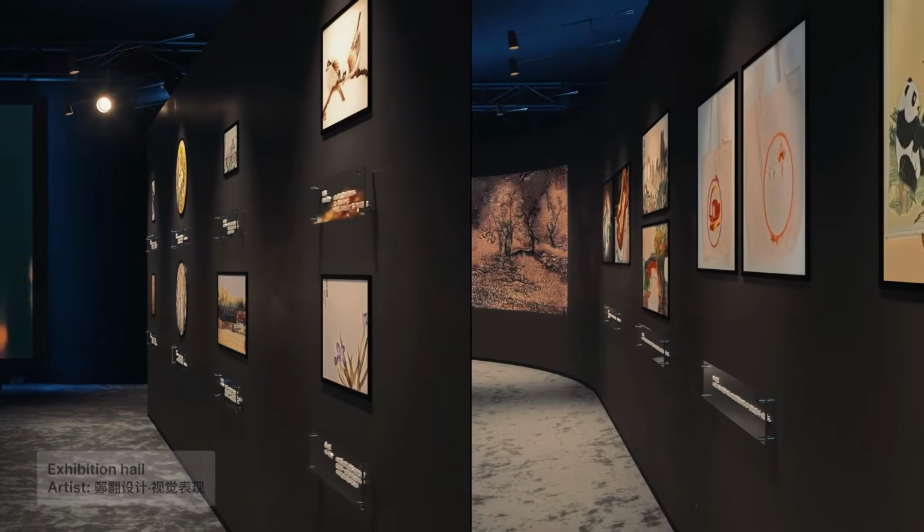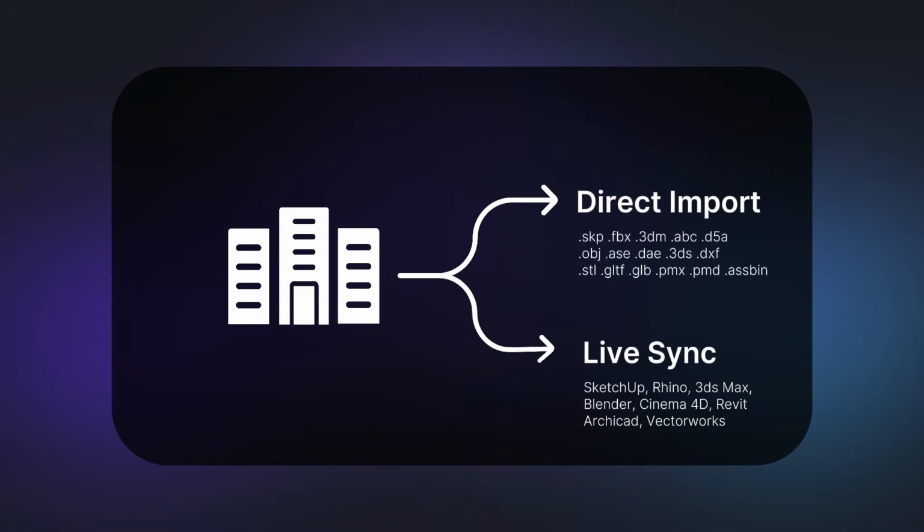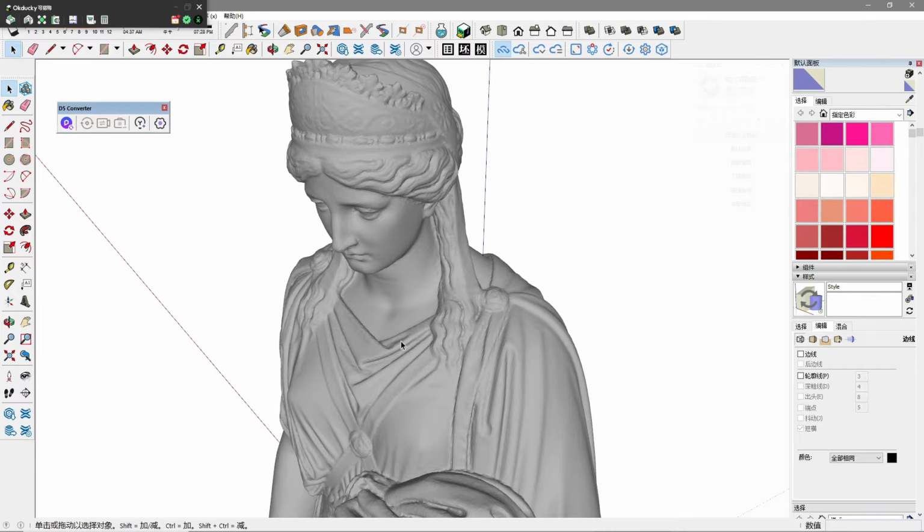We'll walk you through the entire workflow, including how to get your model prepped, set up the lighting, enrich the hall with details, adjust materials, and output the final animations. D5 Render can directly open a variety of file types and also offers live sync with many different design programs. Let's use SketchUp as an example.